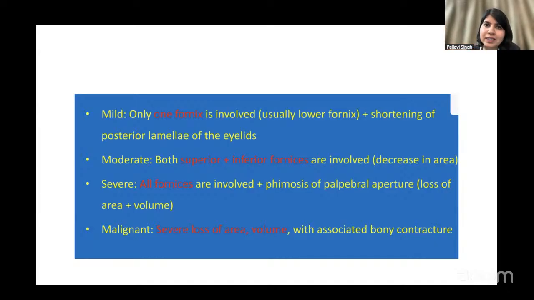Now, this is very easy for your treatment algorithm because for mild cases, you just do a symblepharon release, add an AMG. For moderate, you would like to do an AMG or a mucous membrane graft, depending on how much the area contraction is. For severe cases where you want to do an area plus volume replenishment, you can do either a dermis fat graft or you can put in an implant and do an MMG. And for malignant, of course, where there's a bony contraction, you would require more extensive methods.